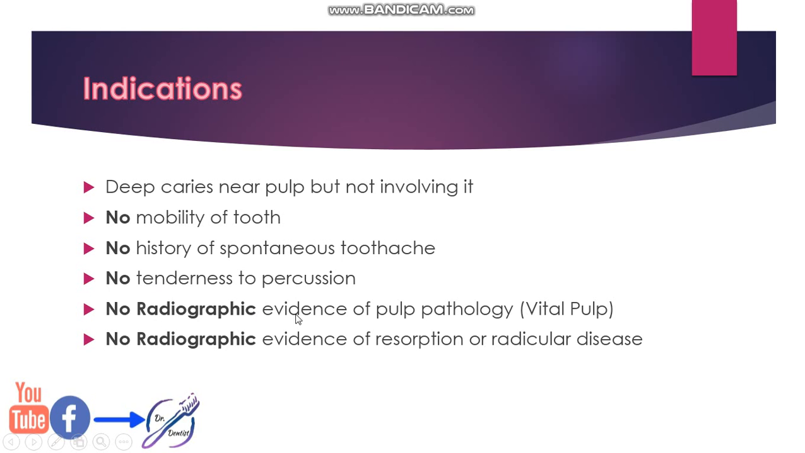And 2, no radiographic evidence of pulp pathology. It means the pulp shouldn't have any disease. The pulp should be vital pulp, okay? No necrosis, no irreversible pulpitis. And the next one, no radiographic evidence of resorption or radicular disease.